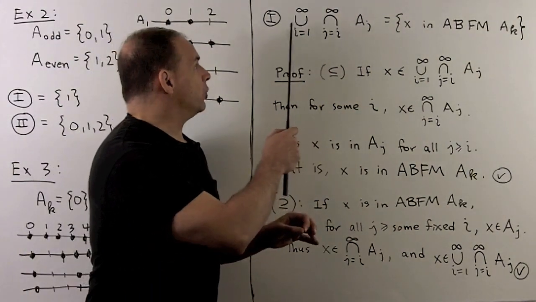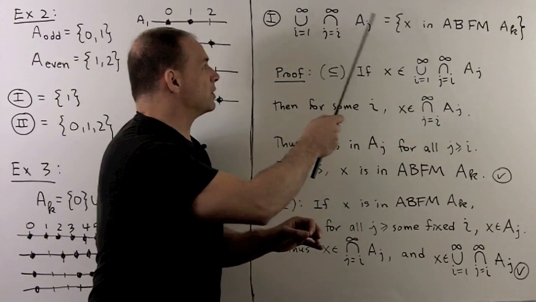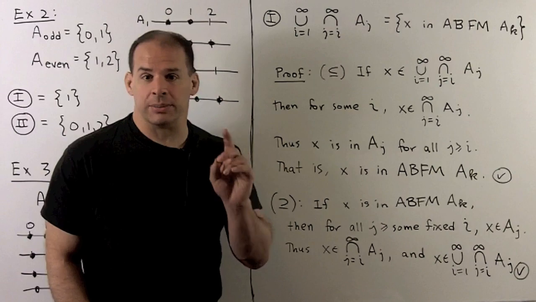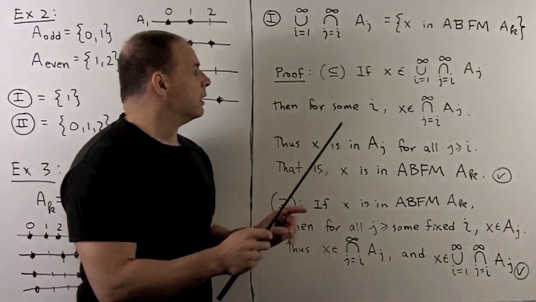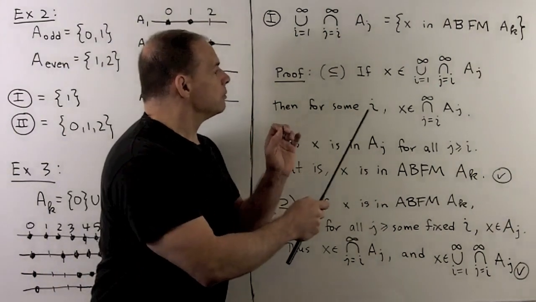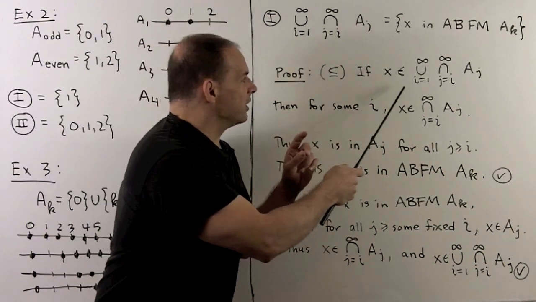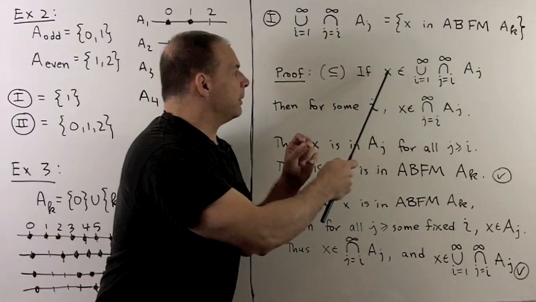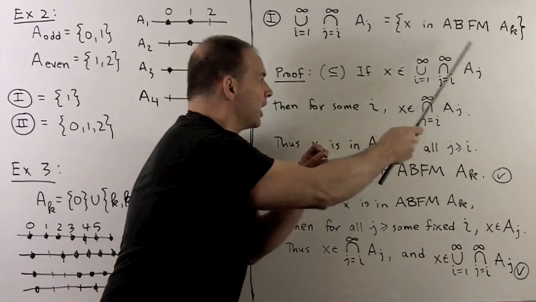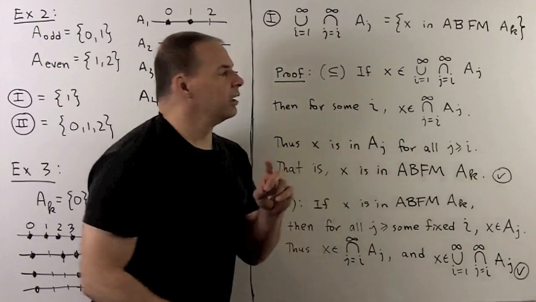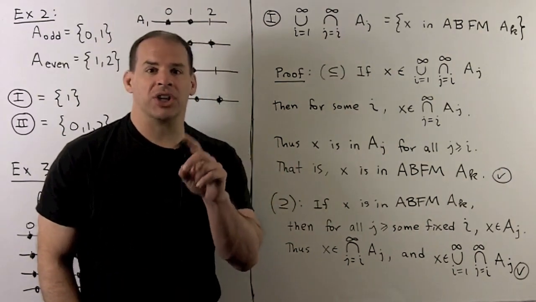Okay, we're going to have our union of the intersections of the a sub j's is equal to all x that are in all but finitely many a sub k's. So for the first inclusion, I'm just going to assume that we have x in this set here. If this x is in this union, that means it's going to be in at least one of these intersections. So let's just say for some I, we have x in the intersection that starts at I.